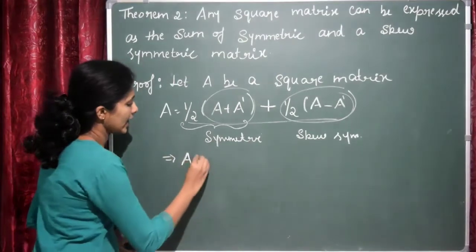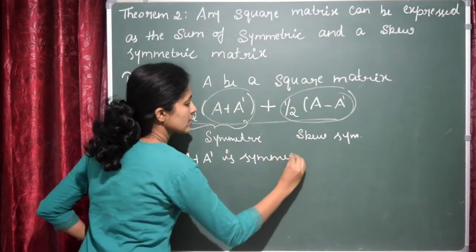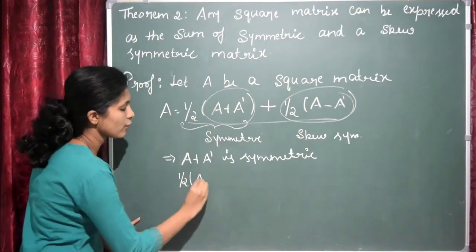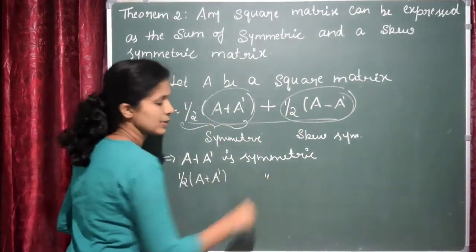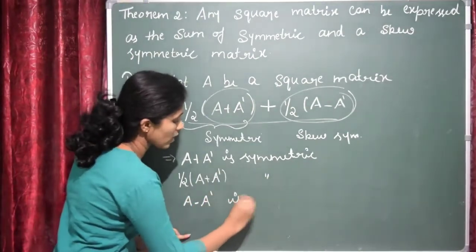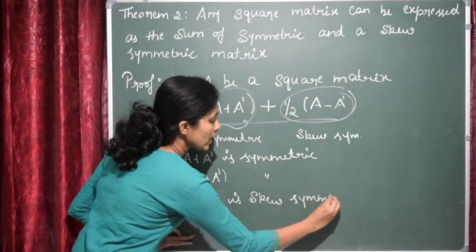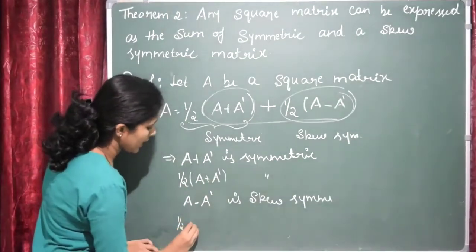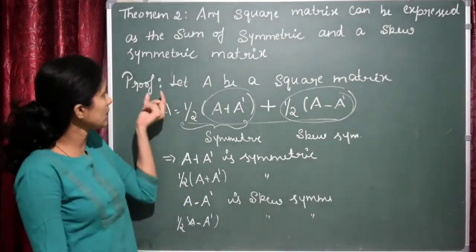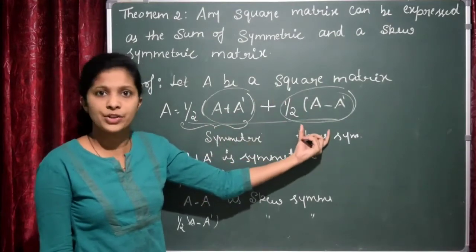We can write: A plus A dash is symmetric. Since A plus A dash is symmetric, if you multiply by the constant, half of A plus A dash is also symmetric. And we have proved that A minus A dash is skew symmetric. So if you multiply by the constant, half of A minus A dash is also skew symmetric. So any square matrix A can be represented as the sum of a symmetric and a skew symmetric matrix.